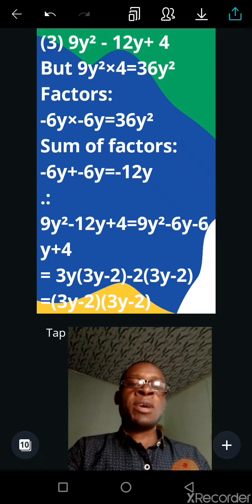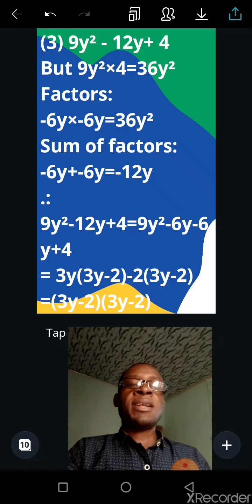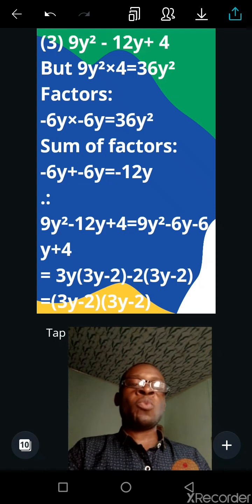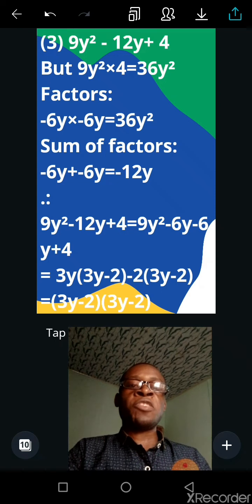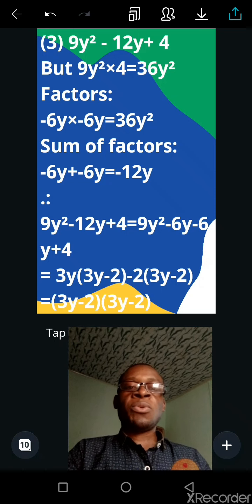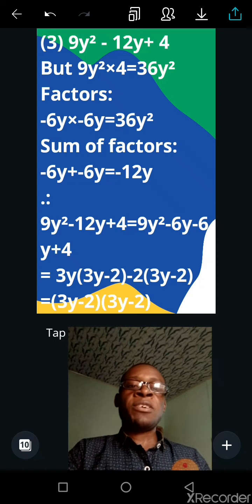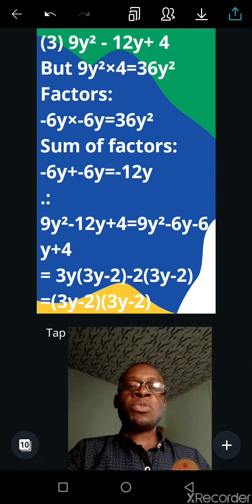Therefore, 9y squared minus 12y plus 4 equals 9y squared minus 6y minus 6y plus 4. So you now take the HCF of the first group, which is 9y squared minus 6y, which is 3y. So 3y divided into 9y squared will give us 3y. Then 3y divided into minus 6y will give us minus 2. You go to the next section, which is minus 6y plus 4. The HCF is minus 2. So minus 2 divided into minus 6y will give us 3y. So minus divide minus is plus. Minus divide plus will give us minus. So 4 divided by 2 is 2.